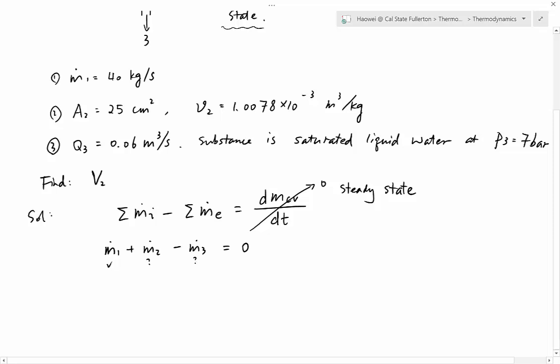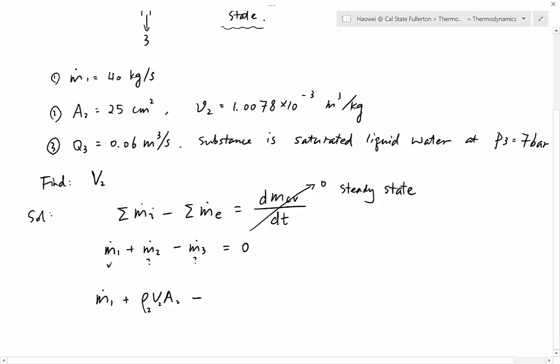Okay, so let's continue. Copy m dot 1 and plus, what do you want to do about m dot 2? We can easily rewrite mass flow rate with that equation we derived last time: rho V A. Rho is density, V is velocity, and A is cross-sectional area. So now add a subscript: rho 2, V2, and A2. And then minus m dot 3.